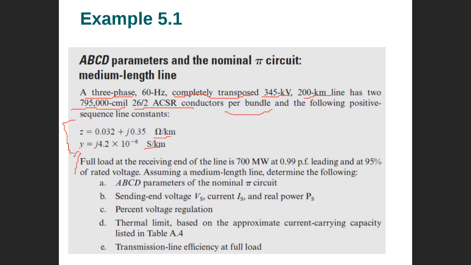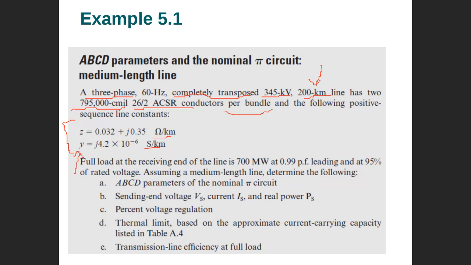We write here small z, small y, not capital. Why? Because this is per unit length. We want to differentiate between per unit length and the total Z that we represented on the transmission line. So this is per unit length, and this comes from the sheet or from the manual. So we are given per unit length, and then we just multiply by the length of the transmission line.